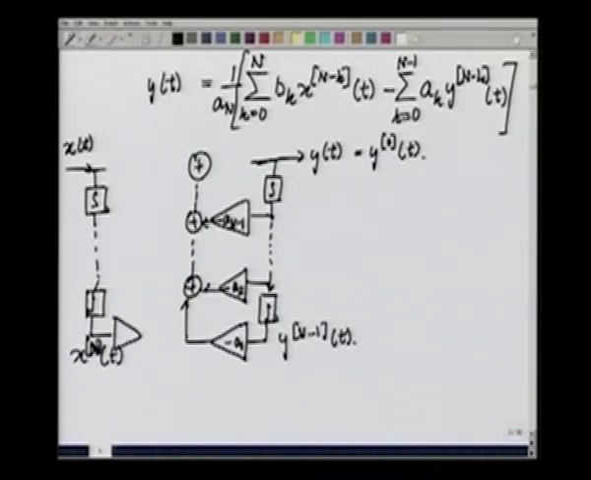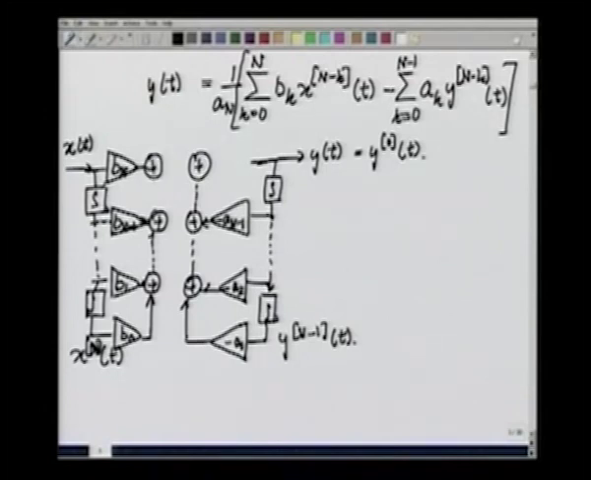x_n(t) has to be multiplied by b0, x_{n-1}(t) has to be multiplied by b1, these two have to be added and so on until here you have b_{n-1} as the scaling coefficient, and this gets added to all the terms met along the way, and finally you have here b_n and this gets added to all the things that have come in from before, and this whole thing gets added over here.